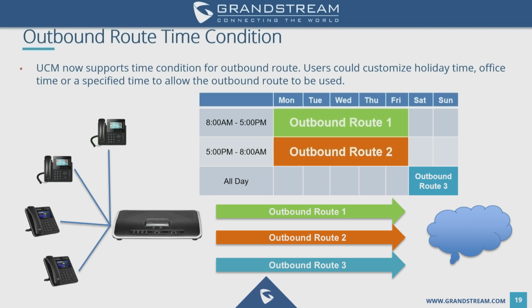It could be for different purposes. It could be for shifts. If it's a support center, for some reason you want to display a certain caller ID in the morning, which is tied to route 1, which is line 1, and then 5 p.m. to 8 a.m. it's going to be a different route, for example. And then for the weekend you have route 3. So the same UCM can have different outbound routes.